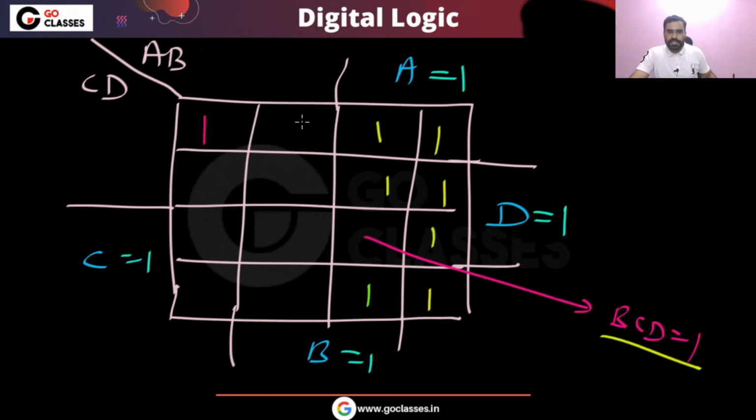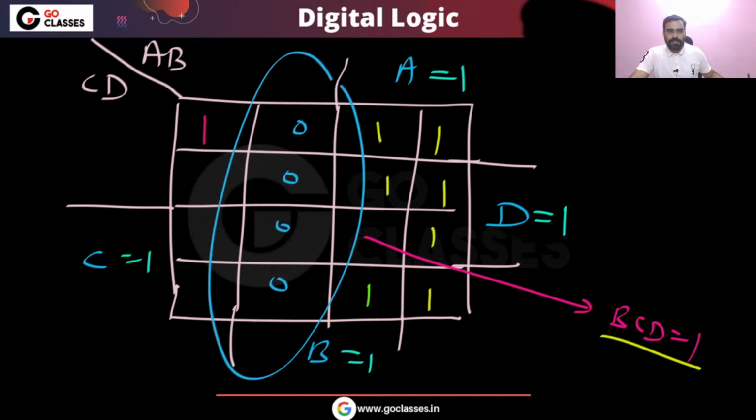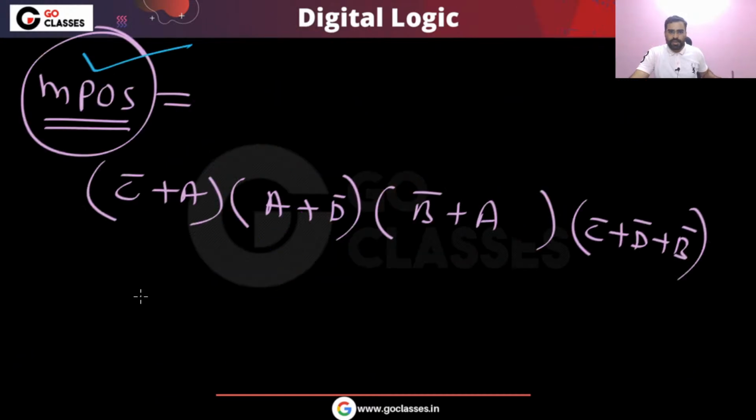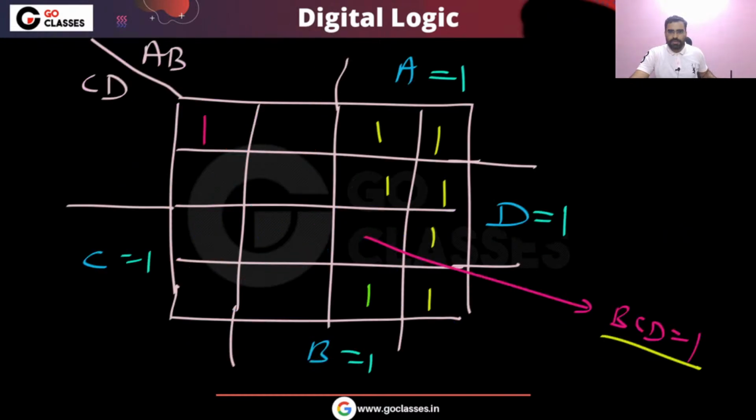Very simple. Basically this 0, 0, 0, 0. We can take this area. Instead of taking this area, we can take this area, because we want minimized expression. So we can take this bigger area. So finally answer will be this. This is the minimum POS. Okay.